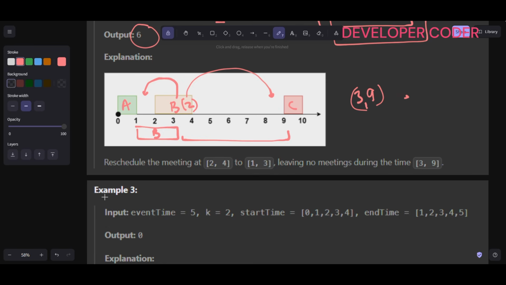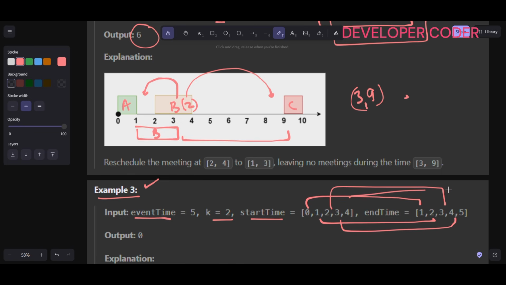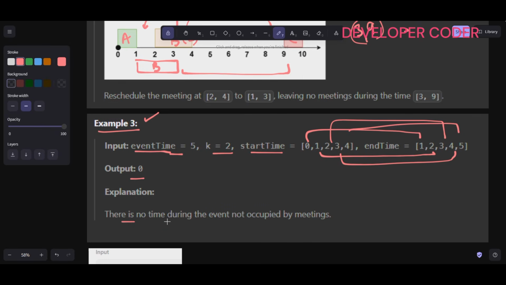Now see this example number 3. Event time is 5, k is equal to 2. Start times 0 to 1, 1 to 2, 2 to 3, 3 to 4, 4 to 5. So we can't reschedule any meeting. There is no free time right now, right? 0 to 5 everything is occupied, so output is 0. There is no time during the event not occupied by the meetings, right?